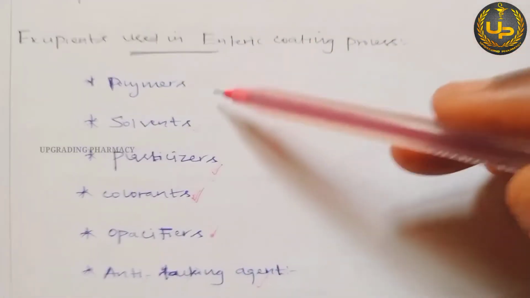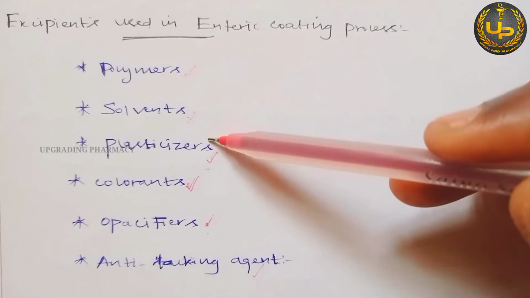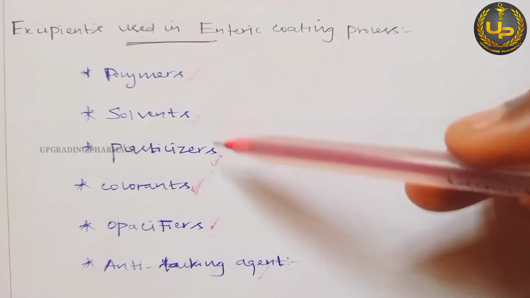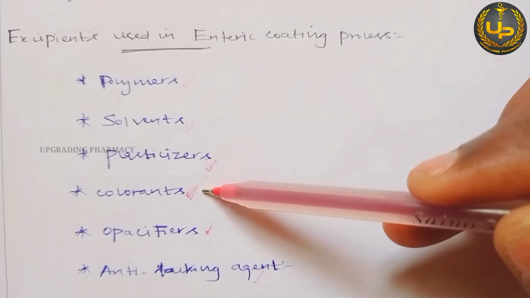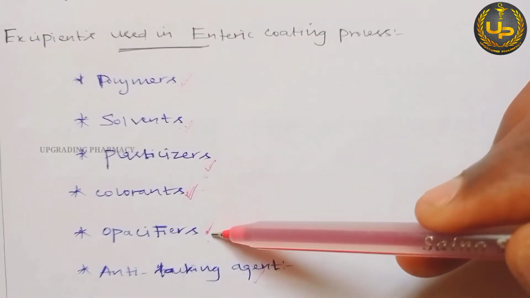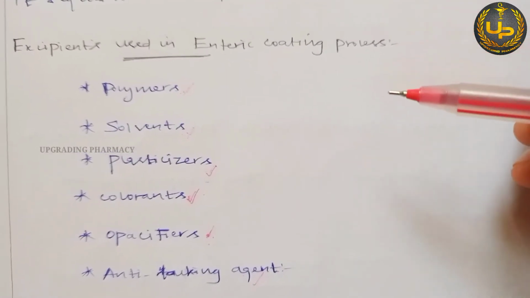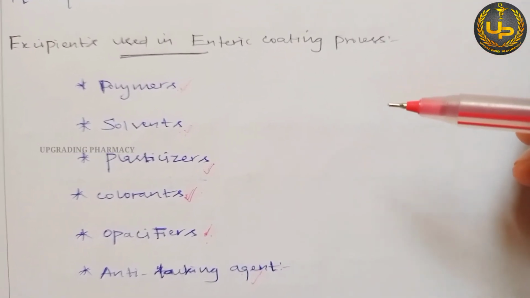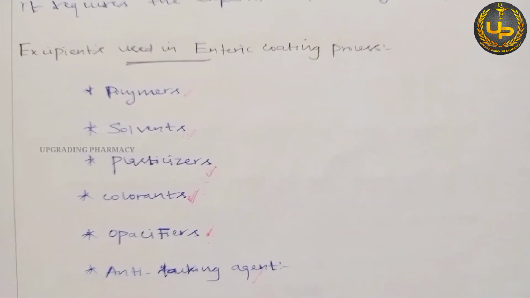Polymers are the main one. To dissolve the polymers we use solvents. To increase the flexibility we add plasticizers, and to increase the uniqueness and uniformity we add colorants. Next we go for opacifiers, to mask the core of the tablets, and anti-tacking agents to prevent the stickiness of the coated tablets. So these are the main additives used in enteric coating.